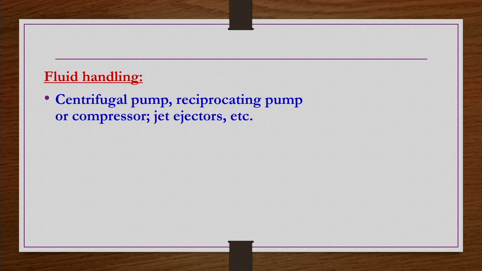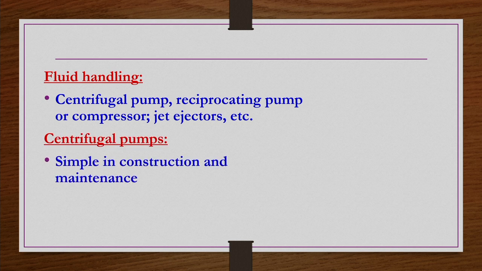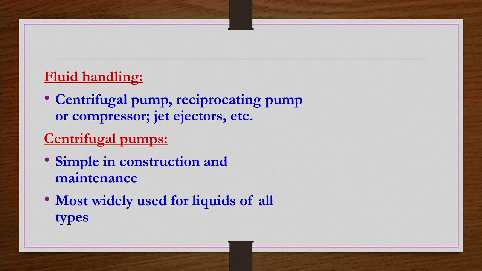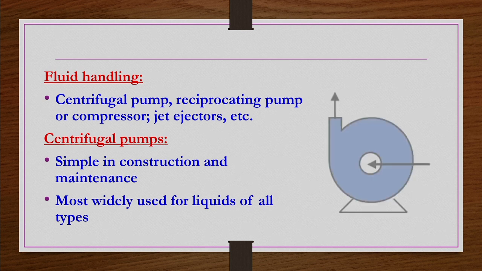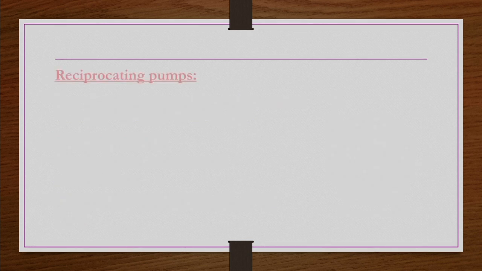Next is fluid handling. Different types of fluid handling equipment or pumps are available. Some of them are centrifugal pumps, reciprocating pumps or compressors, jet ejectors, etc. Centrifugal pumps are simple in construction and maintenance, mostly used for liquids of all types, where centrifugation principles are used to transport the fluid from one level to the other level.